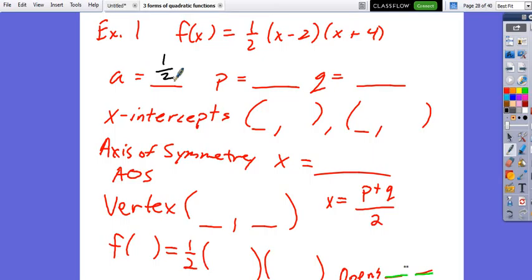The p value is one of our x-intercepts, and it really does not matter what we call p or q. The order does not matter. The p value and the q value are going to be the opposite of what's inside parentheses. So what's the p value? I usually say that the p value comes from the first set of parentheses. So the opposite of -2 is 2. The q value will then be the opposite of the second set of parentheses, -4.